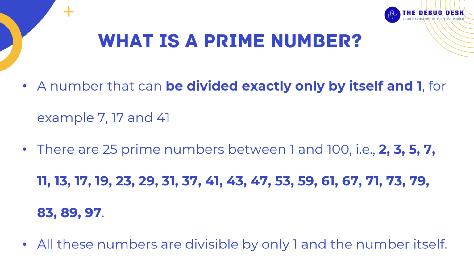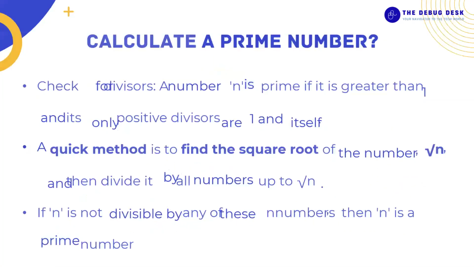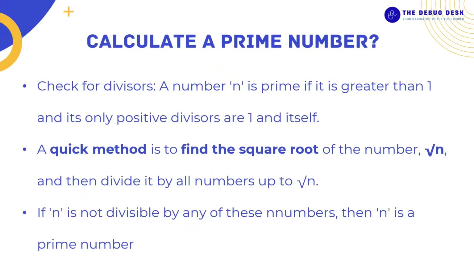So from 1 to 100 there are several prime numbers, for example all are listed here, and all these numbers are divisible only by 1 and itself. So whenever we are given a number, we need to find out if it is a prime number or not. There are multiple methods to do that. The simplest one is to check for divisors. If a number is prime, then it will not have any other divisor other than 1 and itself.